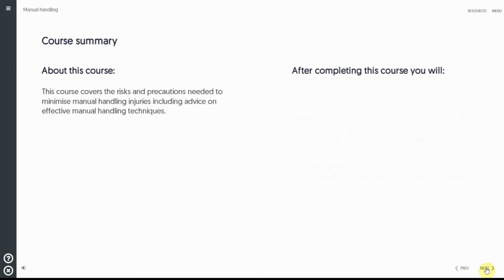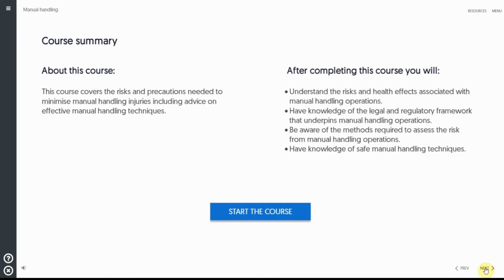This course covers the risks and precautions needed to minimize manual handling injuries, including advice on effective manual handling techniques. After completing this course, candidates will understand the risks and health effects associated with manual handling operations, have knowledge of the legal and regulatory framework that underpins manual handling operations, be aware of the methods required to assess the risk from manual handling operations, and have knowledge of safe manual handling techniques.